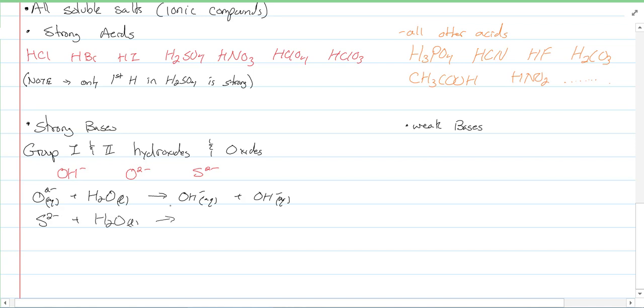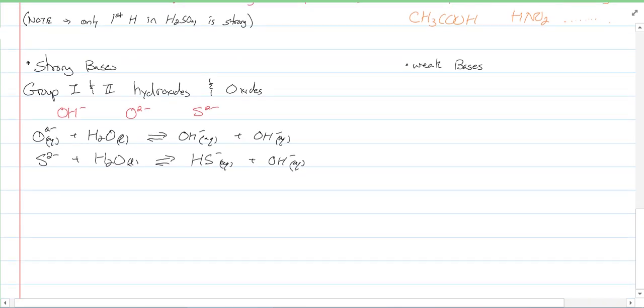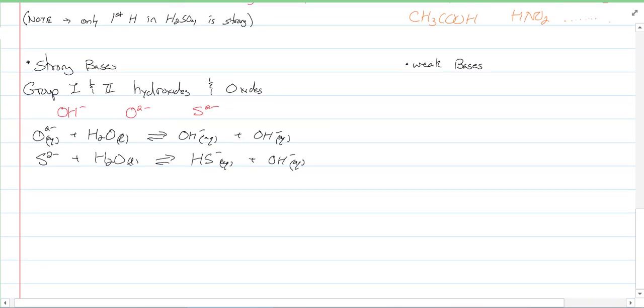It will always go. Now, I draw it one way. Technically, it's in equilibrium, but it's going one way. HS minus and hydroxide. That's why they're strong bases. However, the whole compound is a base.